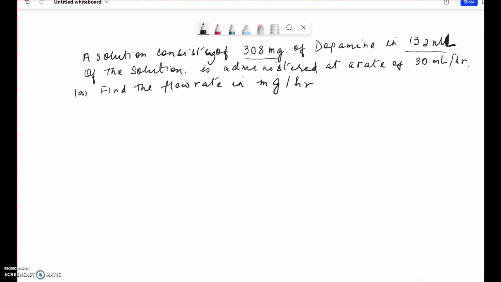So here we have to play with units, or rather use dimensional analysis, where our final answer has milligrams in the numerator and hours in the denominator. So let's see what's given to us first. So we have 308 milligrams. We want that to be in the numerator because we have milligrams in the numerator, per 132 milliliters of solution.